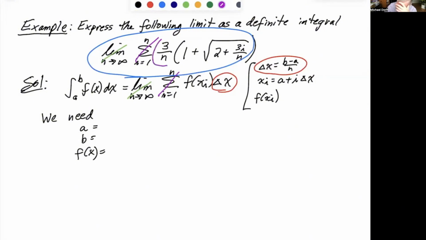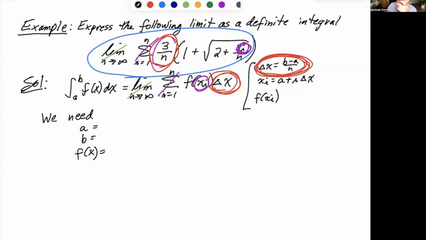Well, let me do it in red. The 3 over n is going to equal the delta x. How do I know that? Well, one thing is I know that delta x will have an n in the denominator, because that's what we have here in the formula to the right. The second thing is that f of x sub i has an i in it, and there is an i over here, so that connects to me that this part on the right that I just circled, that's going to be part of the x sub i.